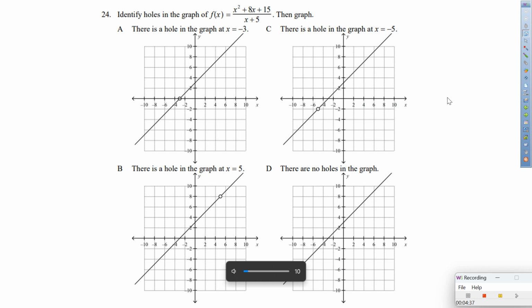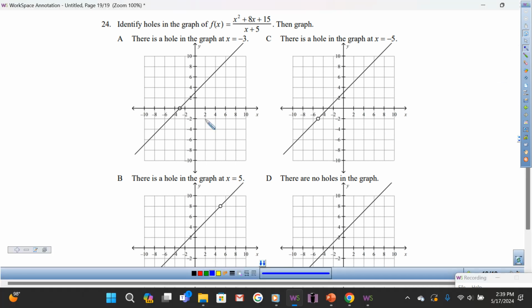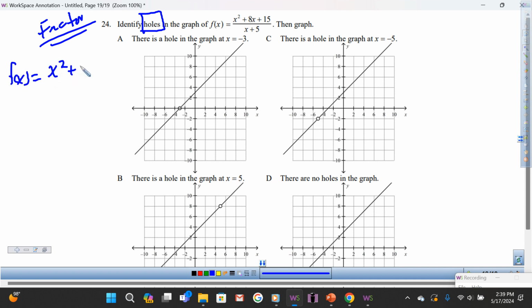All right, shall we? Number 24, it says, identify the holes in the graph f of x equals (x squared plus 8x plus 15) over (x plus 5). Whenever you get to the last one, guys, and whenever you see the word holes, write yourself a note that you need to factor. You need to factor top and bottom, and then you simplify it. So let's factor this. I'm going to write it over here. F of x equals x squared plus 8x plus 15 over x plus 5.